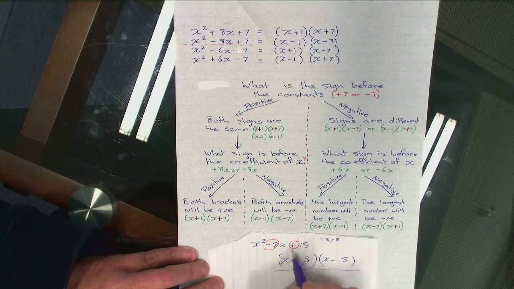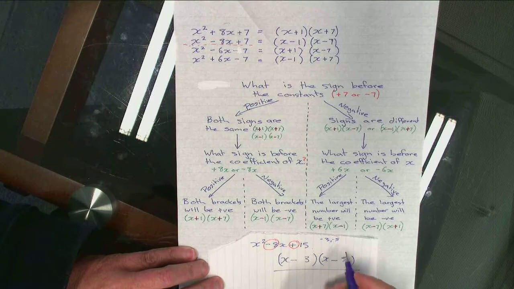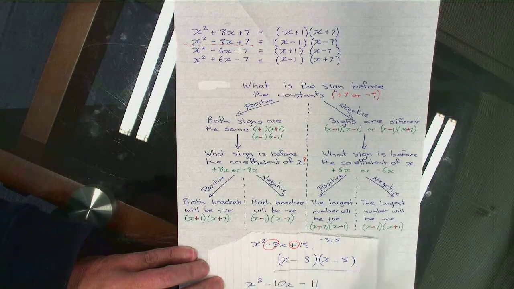You can do the factor part before or at the end. In this case, I just did it at the end. So let's look at another equation. X squared minus 10x minus 11. Now you can see straight away that this one's different because the sign before the constant is negative.